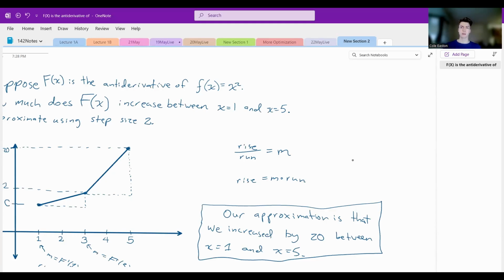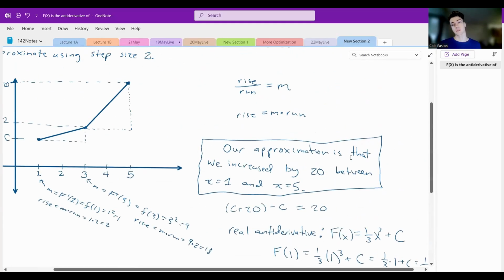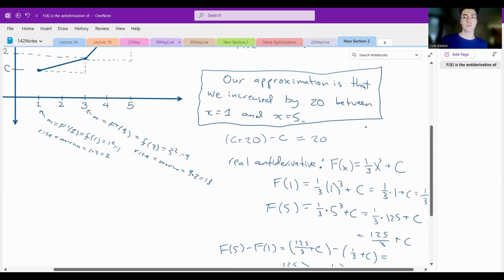The step size of 2 is really big, and so our answer is potentially going to be really off. And in here we see that the real answer is more than twice the answer that we guessed. But now let's reflect on how exactly we found this approximate increase.